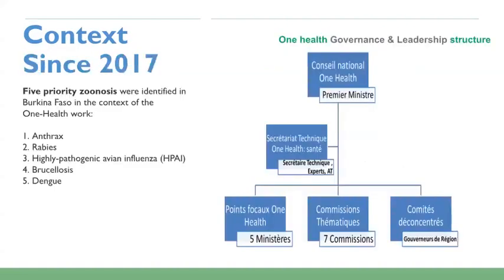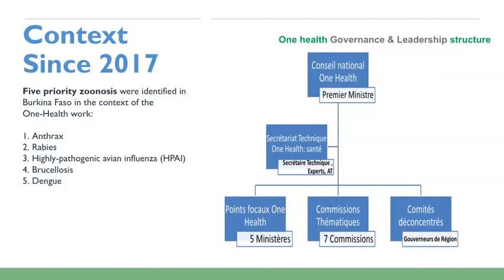Since 2017, important actions have been taken by the government of Burkina Faso to prevent diseases. They initially defined 5 priority zoonoses, which will be jointly monitored by the 3 One Health ministries. The 5 priority zoonoses are anthrax, rabies, highly pathogenic avian influenza, brucellosis, and dengue. In terms of governance and leadership, as you can see on your right, significant actions have also been taken to set up new organizational charts that will enable the coordination of the One Health approach in the country.